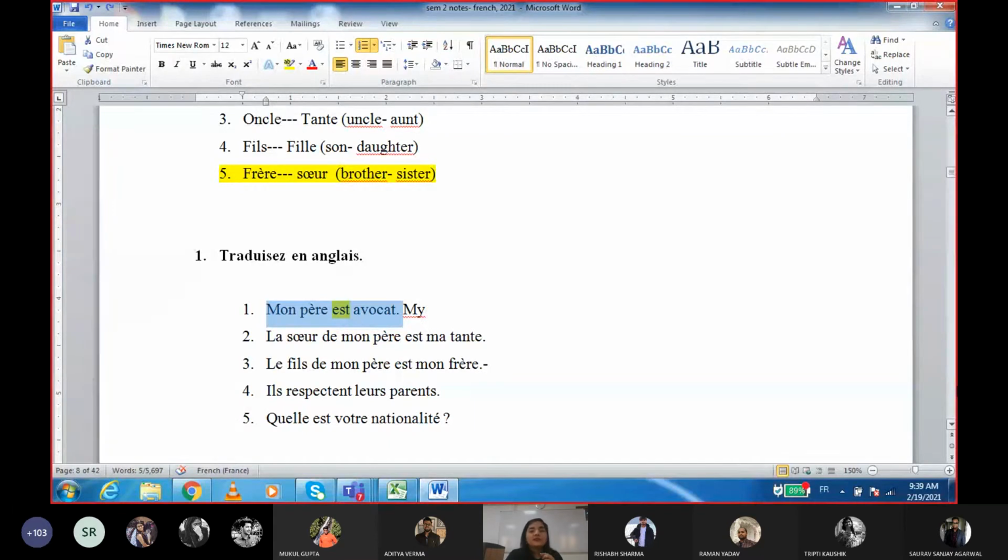Please listen to me very carefully because I'm going to tell you the marking scheme of these translations, how we basically mark. Now let's say this sentence is given to me: Mon père est avocat. I don't know how it is pronounced, but they are asking me to translate. Okay, so मुझे इतना पता है.